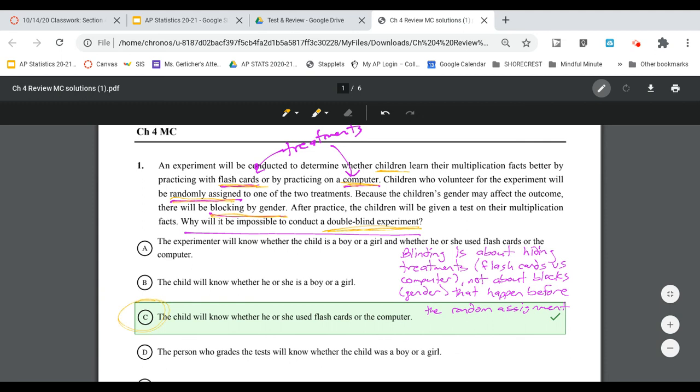Some of the other things they talked about was around the gender issue. And that's a blocking issue about how you might be separating them out into separate groups to run separate experiments in the beginning. But that's all before the random assignment happens. That's all before the treatments happen. So that's not an issue around blinding. That's around blocking and other things. But the blinding issue is purely around, do the people in the experiment and the people interacting with those people, do they know who is getting which treatment?